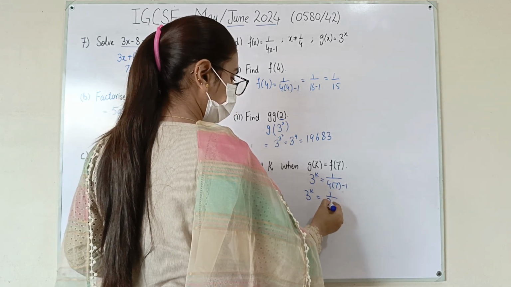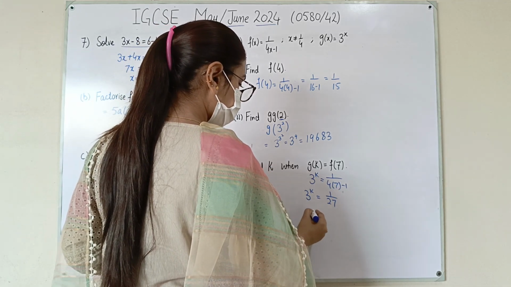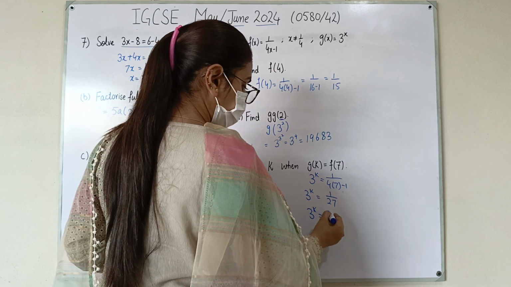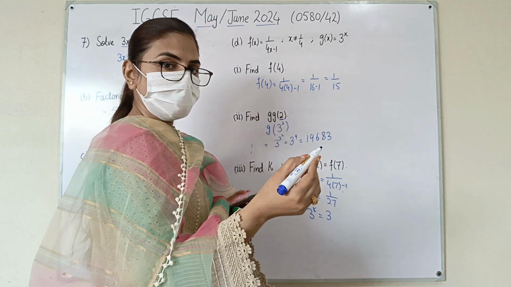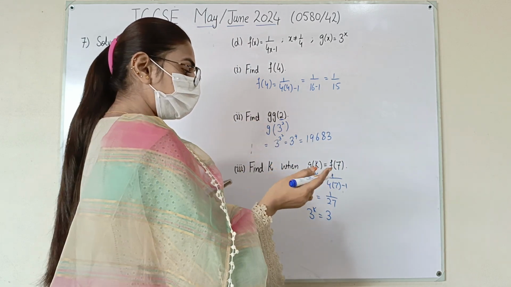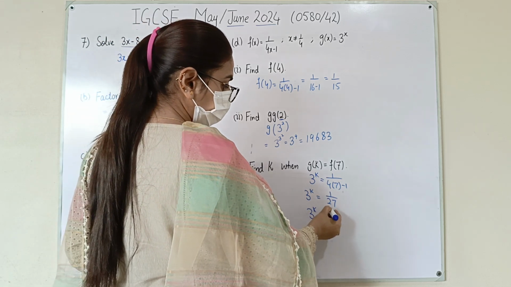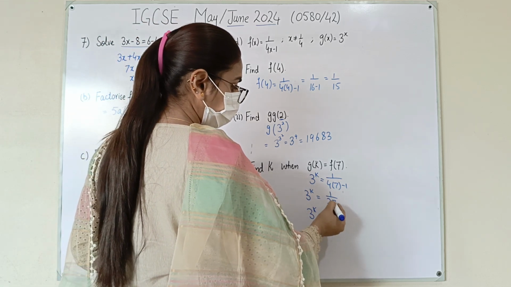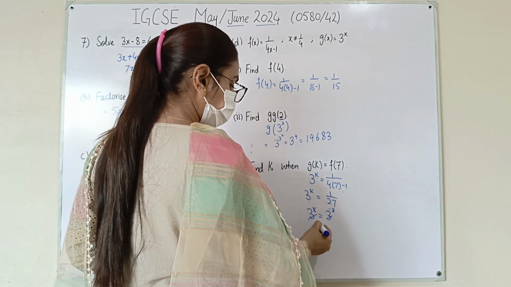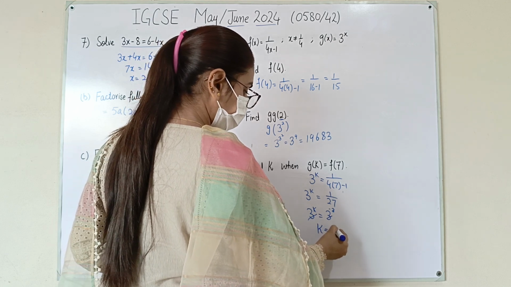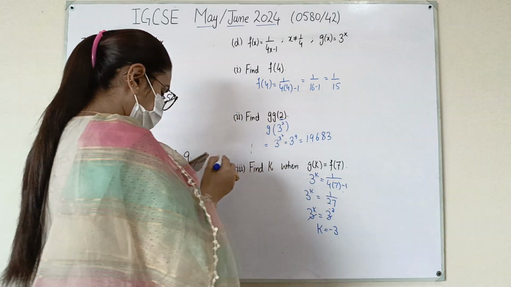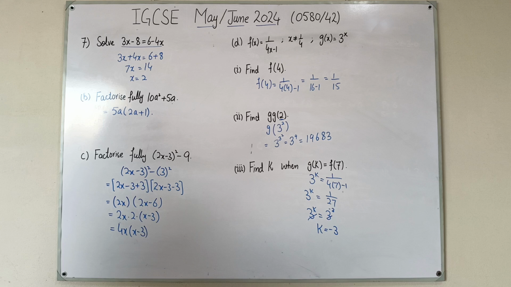4 into 7 minus 1, 3 power k will be 28 minus 1, which is 27. 3 power k can be written as 3 power 3. 3 into 3 into 3 will be 27, and while you shift this term to the numerator you will get minus 3. Cancelling the bases, you will get the answer of k as minus 3. This part was quite simple as it is from the algebraic section.